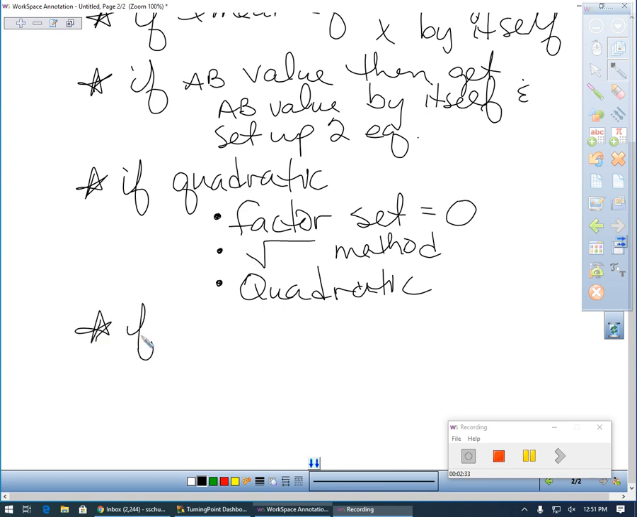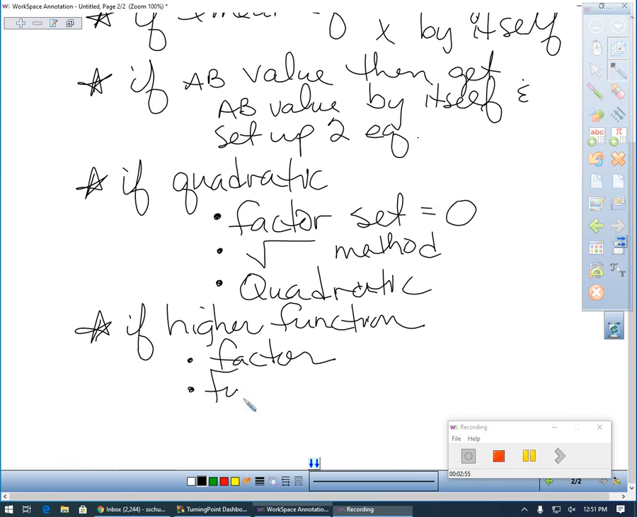If it's a higher function, you have two options. Option 1 is to factor it, if you can factor. Option number 2 is the fundamental theorem of algebra. Do you guys remember the fundamental theorem of algebra?